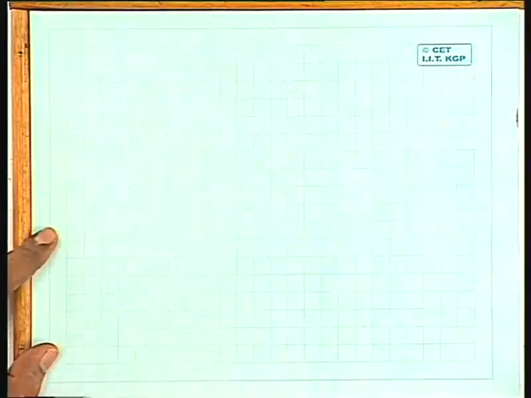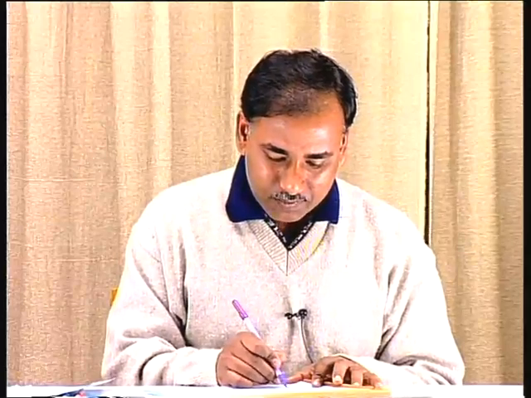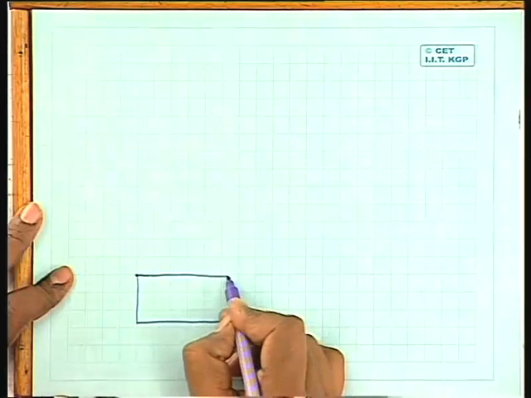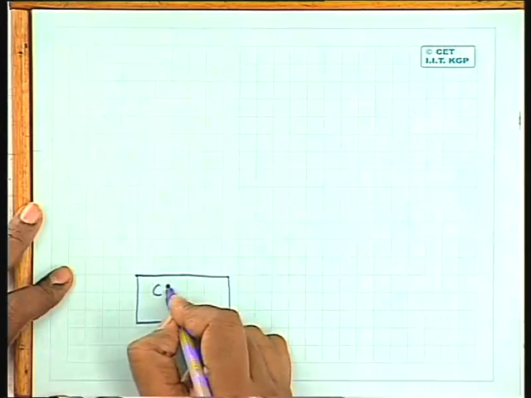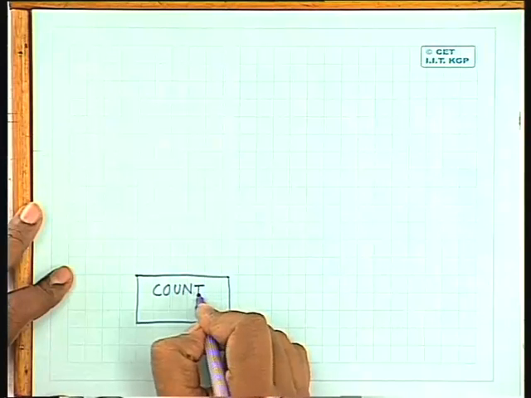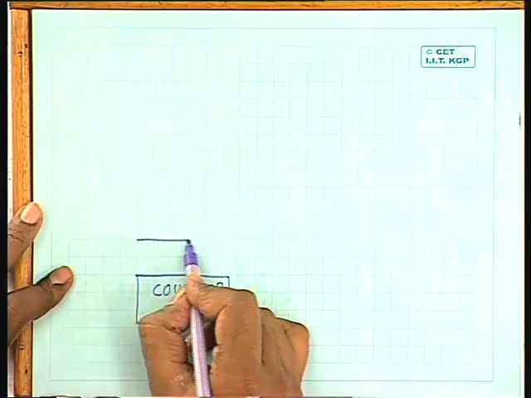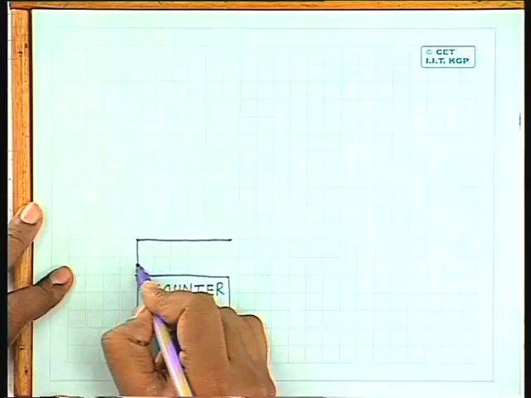Now what is the simplest way of generating the machine states? You simply use a counter. Output of the counter you feed to a decoder. So for generating the machine states, the unit that we can use is something like this. I use a counter, and the counter output will be fed to a decoder.